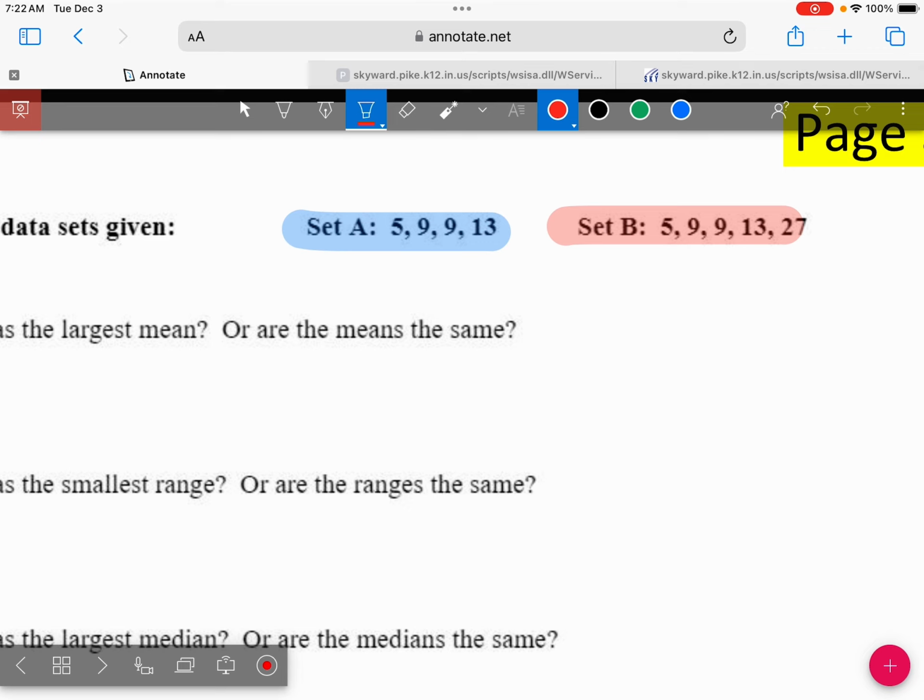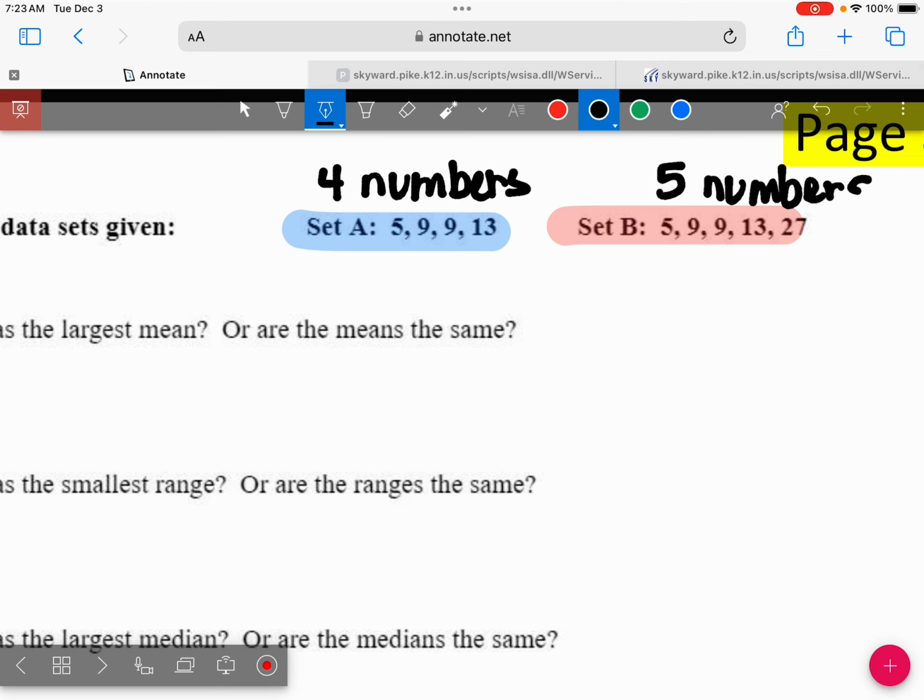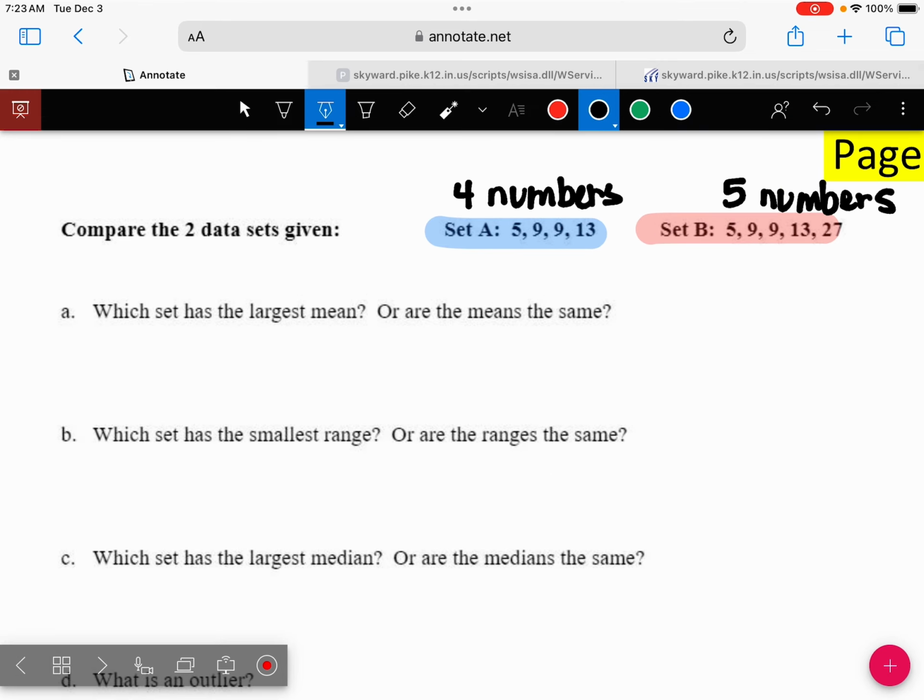So remember, how do you find the mean? You add up the numbers and then divide by the number of numbers. So set A has 4 numbers. So you're going to divide it by 4. Add them up, divide by 4. Set B has 5 numbers. So take a moment, figure out the average or the mean of set B.